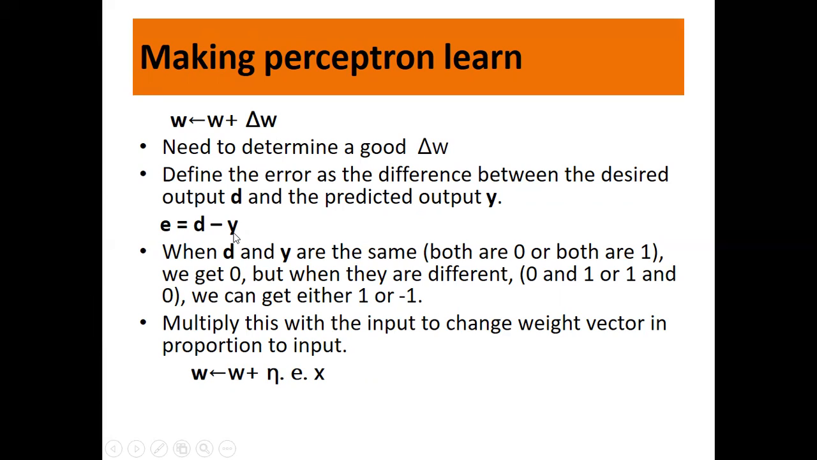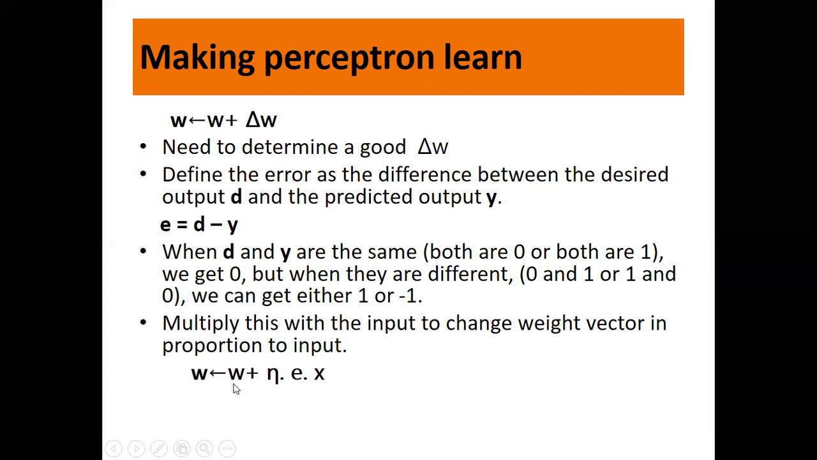So when D and Y are the same, that is both are 0 or both are 1, the error is 0. But if this is 0 and this is 1, the error is -1. And if this is 1 and this is 0, then the error is 1, right? So our main objective is to decrease that error so that we could predict the desired output. Now, we multiply by the input to change the weight vector in proportion to the input.